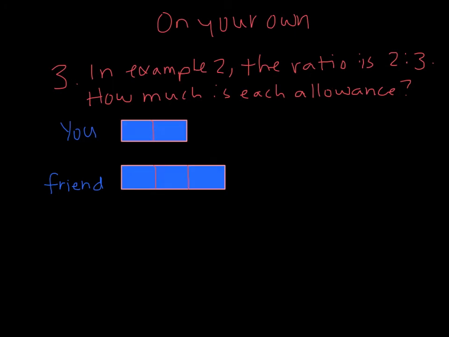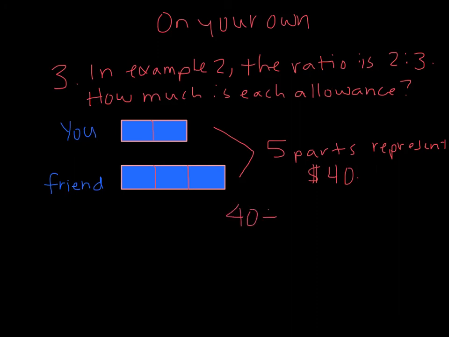We're first going to start with adding up our total amount of parts. If you have 2 and your friend has 3, that gives us a total of 5 parts. And our 5 parts are representing the $40. So if that's true, we could say, how much does 1 part equal? Well, $40 divided by 5 parts equals 8. That means each part equals $8. So this would be 8, 8, 8, 8, 8. If we added all that up, 8 times 5 is $40 total.